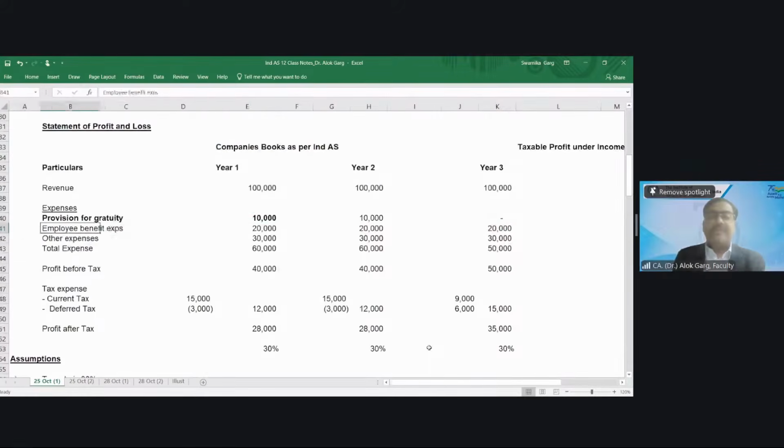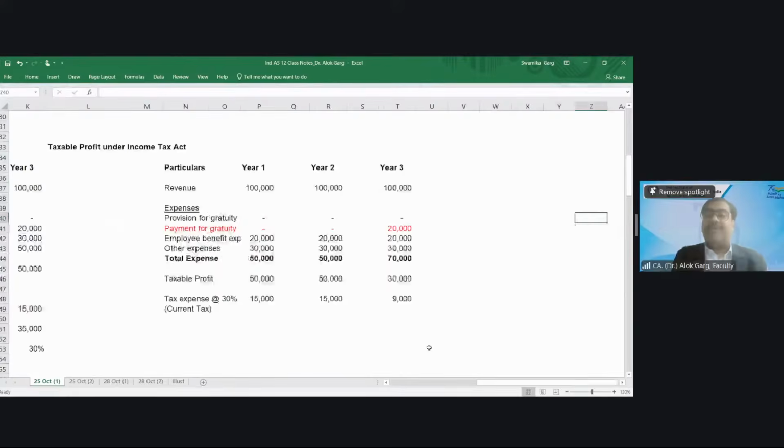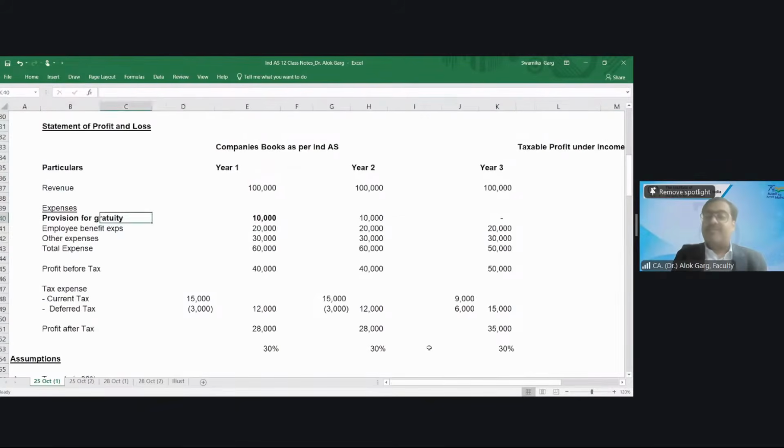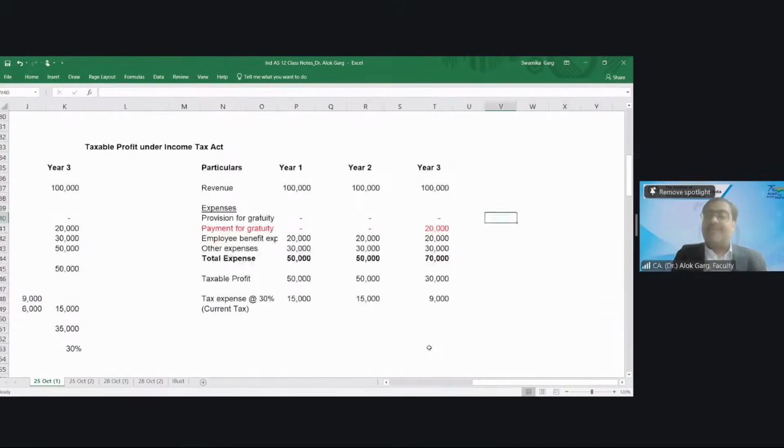So this 10,000 in the company's books was in year 1 and year 2, but in income tax, it is not there. But at the same time, in year 3, there is no expense for gratuity in the books, but in the Income Tax Act, there is a 20,000 payment for gratuity expense, right? It means the higher taxes which I am paying today, I will get a benefit in future. So what should I create, in addition to current tax? Deferred tax. And when I say deferred tax, is it a DTA or DTL?